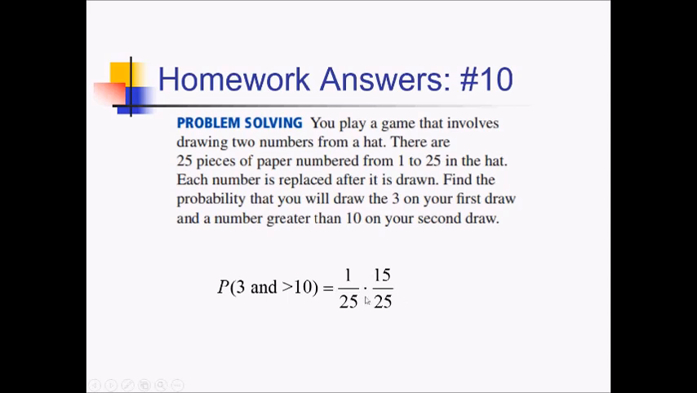And so now we can just multiply straight across. Before we do that, though, let's reduce a little. 15 and one of these 25s can reduce to 3 over 5. So now multiplying, we have a 3 in the numerator, and 25 times 5 is 125 in the denominator.